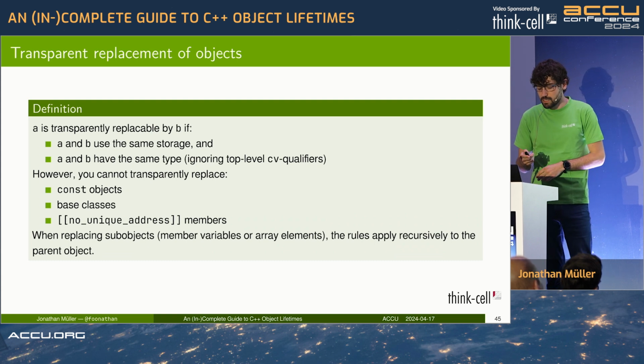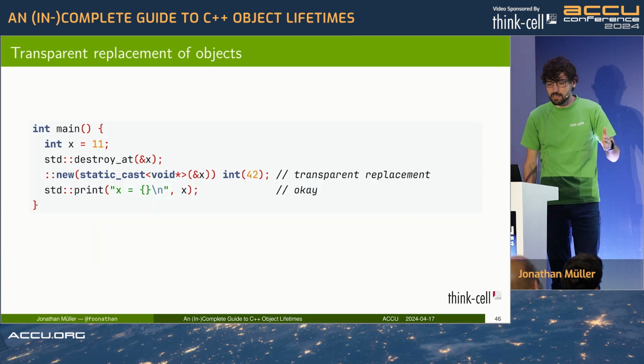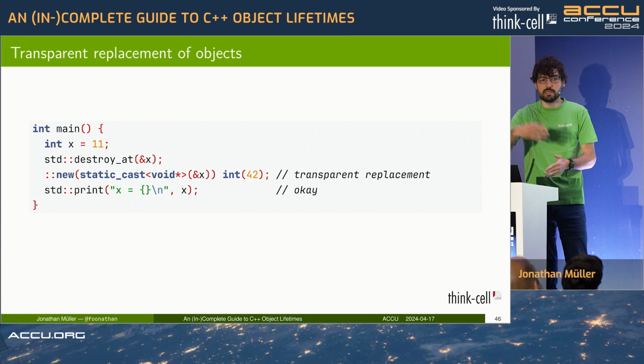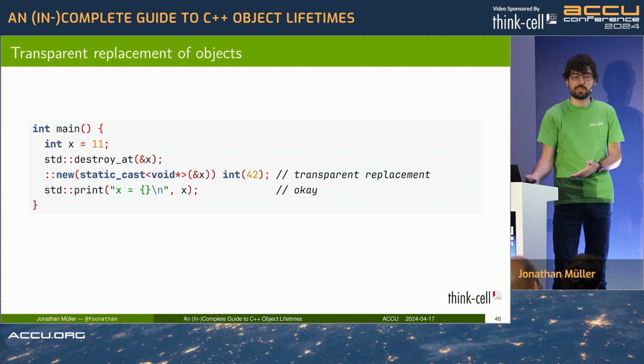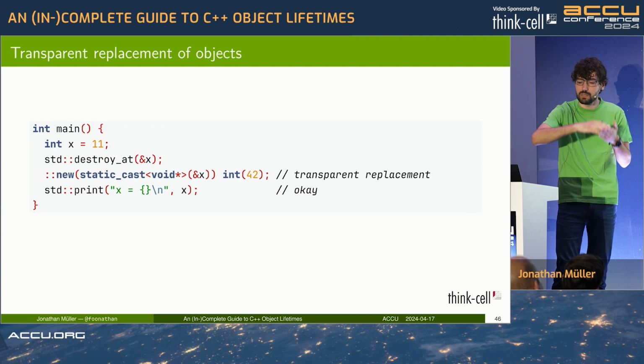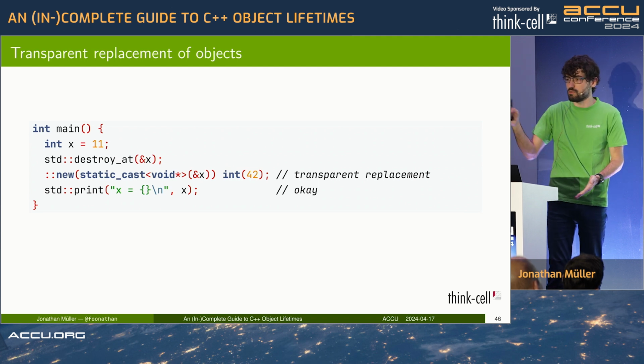It works out. So in this case, it's perfectly fine, because we have an int object, we destroy it, we create a new one. This is transparent replacement. We can just continue using x. The compiler is also going to destroy x. This is also fine, because x just magically refers to the new object we just created in there.